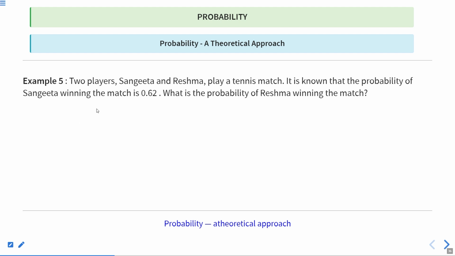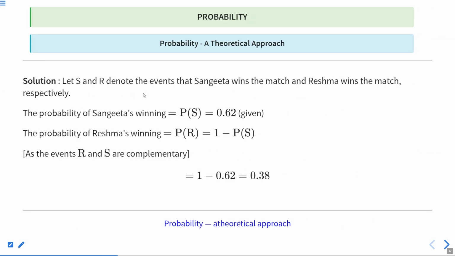In this example we have two players, Sangeeta and Resma, who play a tennis match. It is known that the probability of Sangeeta winning the match is 0.62. We need to find the probability of Resma winning the match. Let us see how to solve it.